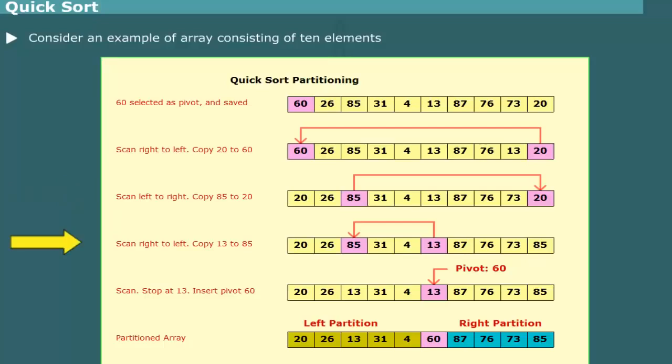The array is next scanned from right to left, beginning with element 85 and skipping all elements that are larger than pivot 60. Thus, we stop at the element 13. The element 13 is copied into the element pointed to by the left pointer.